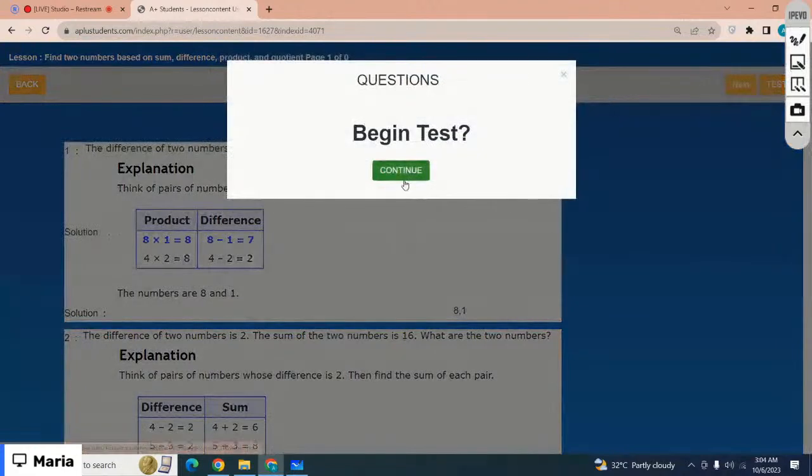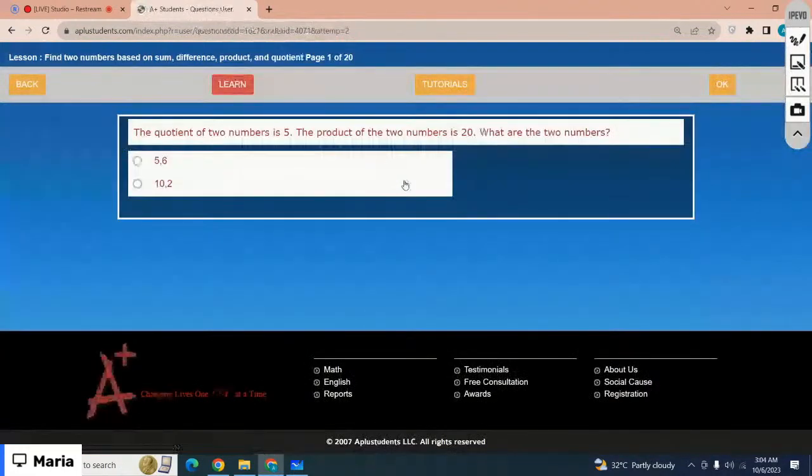Let's start with the test question. The quotient of two numbers is 5. The product of the two numbers is 20. What are the two numbers? Quotient means when you divide them, the answer is 5. When you multiply them, the answer is 20.